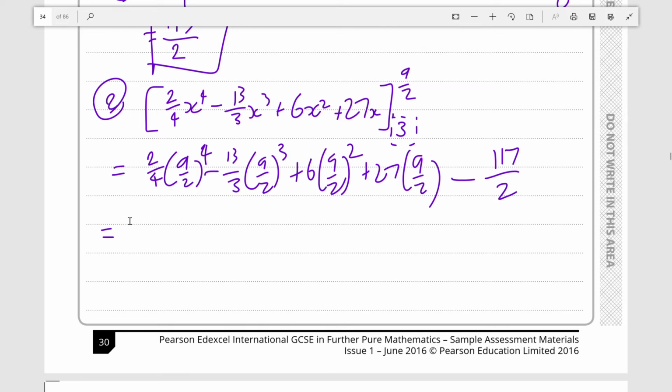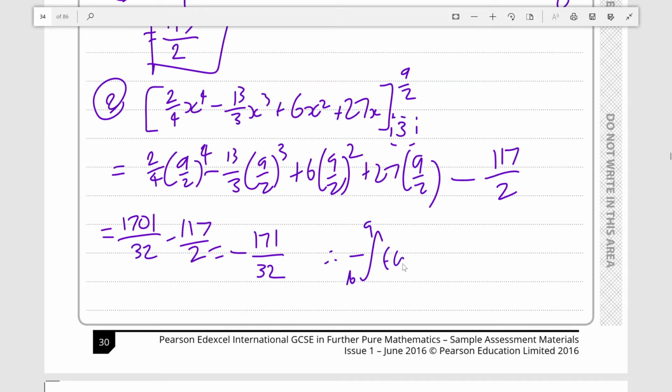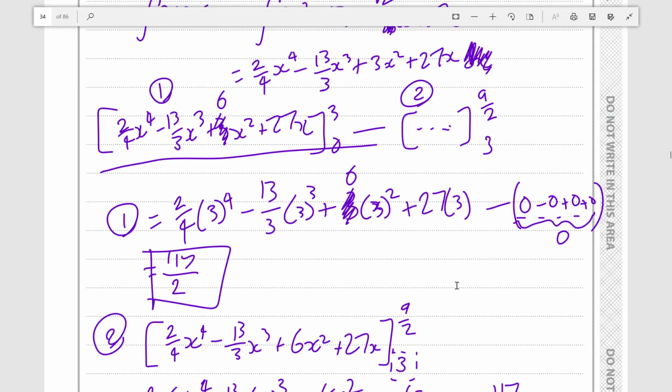So even though these fractions are with different denominators, you can just evaluate them in the calculator because that is probably the best thing to do. You want to make sure that you are not making any mistakes. And you'll get minus 171 over 32. So the negative of the integral from b to a of fx dx would have been positive 171 over 32.